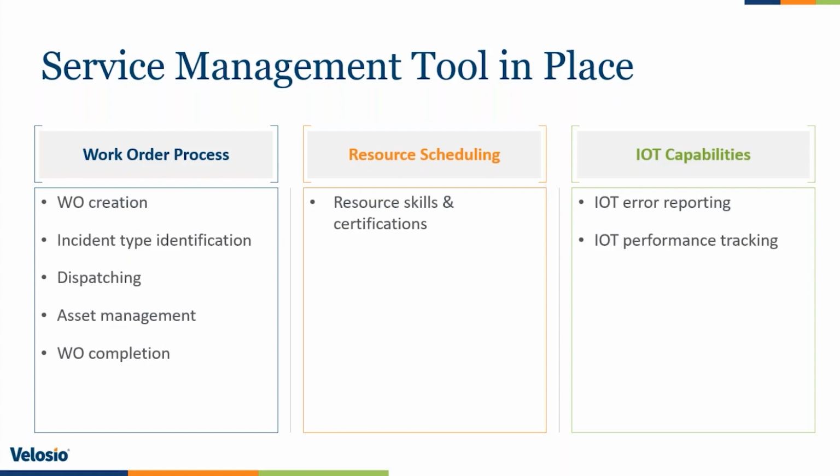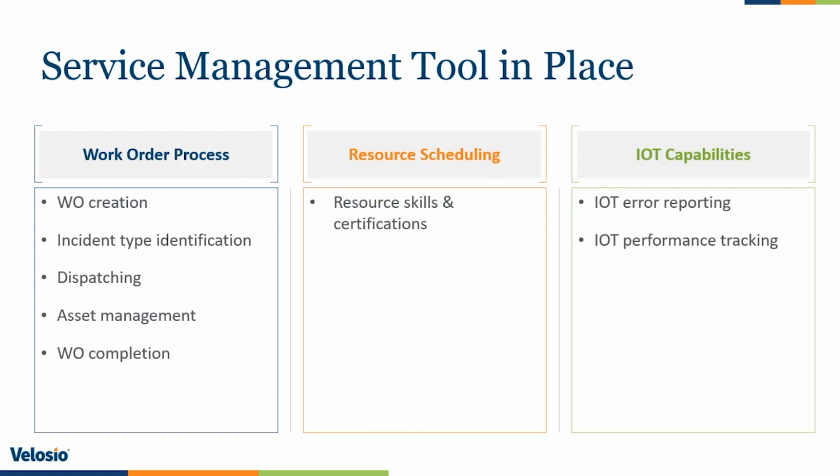Dispatching. Does your tool have dispatching capability manually or automated? Asset management. Does your tool have the ability to track asset information from configuration, readings, locations of your assets? Work order completion. Does your system have a way to track resolution for certain failure types so you can monitor failure trends?